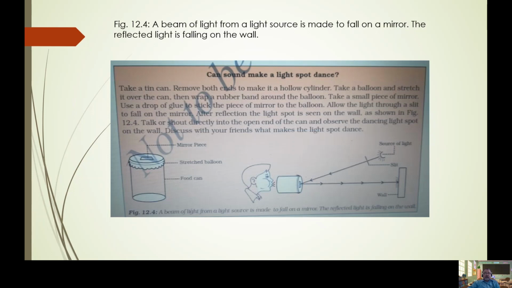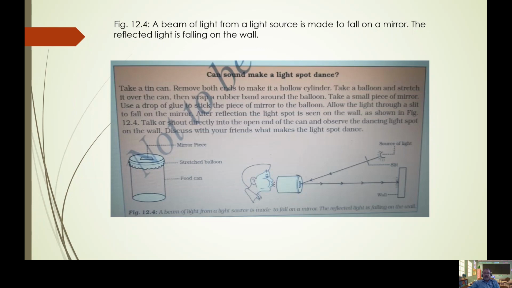Here is a picture. A beam of light from the source is made to fall on a mirror. The reflected light is falling on the wall. Can sound make a light spot dance? Take a tin, remove both ends to make it a hollow cylinder, take a balloon, stretch it over the can and wrap a rubber band around the balloon. Take a small piece of mirror, use a drop of glue to stick the piece of mirror to the balloon.